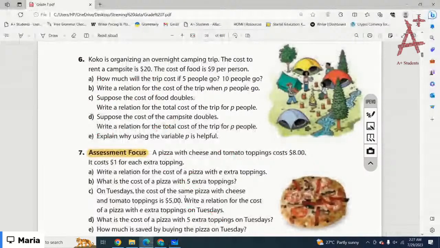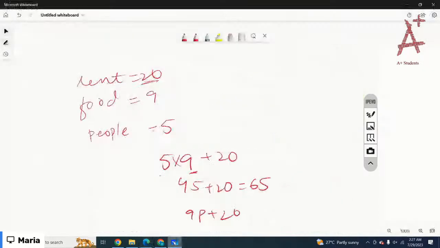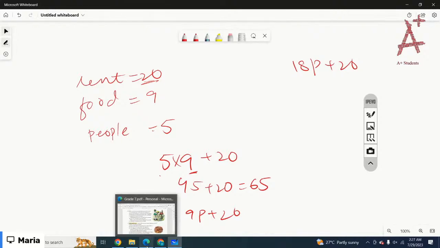Suppose the cost of food doubles, right, in relation. Okay, double meaning you have to multiply the cost of food by 2. Got it? So earlier it was 9 and now it was 9 times 2. Double means multiply. It would be 18P plus 20. Okay.